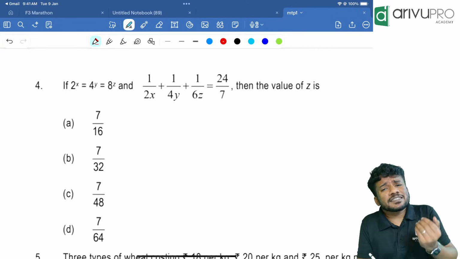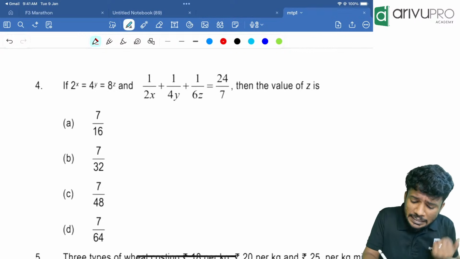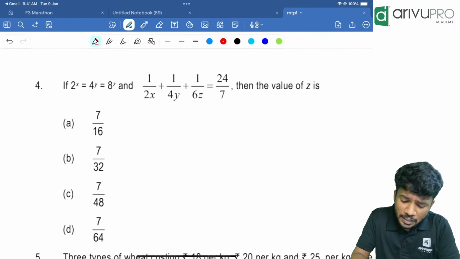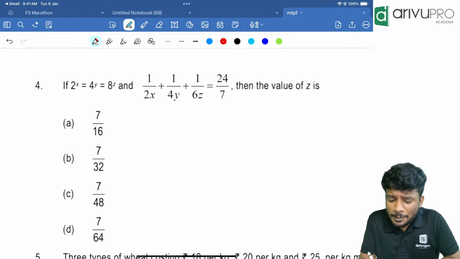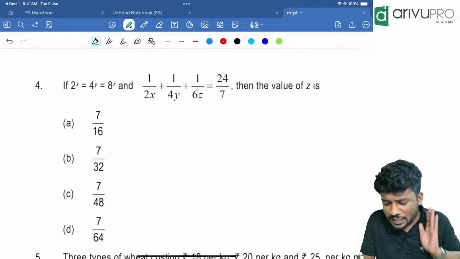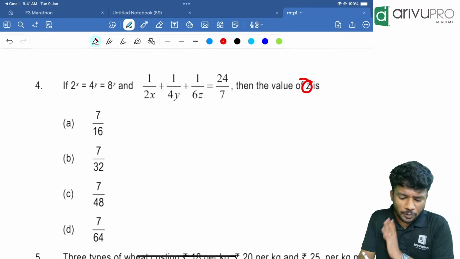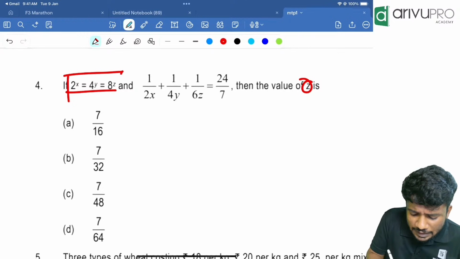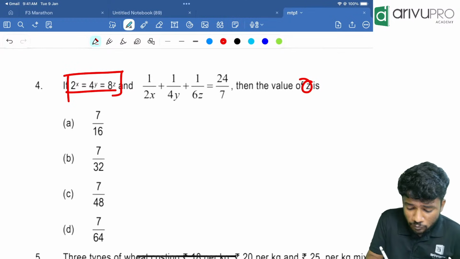If 2 raised to x is equal to 4 raised to y is equal to 8 raised to z. Then one more thing is given: 1 by 2x plus 1 by 4y plus 1 by 6z is equal to 24 by 7. Find the value of z is the question. People, everything is given in terms of 2. So I will convert it accordingly.